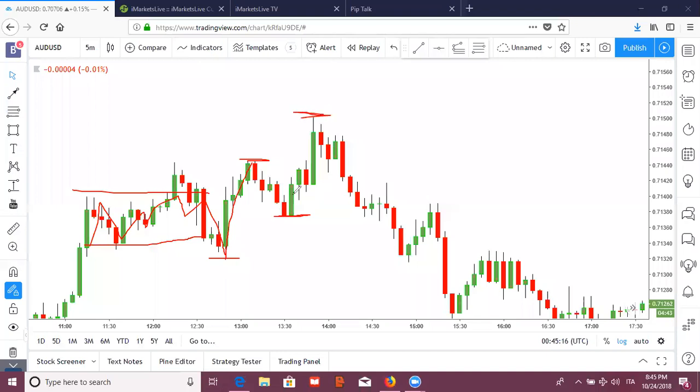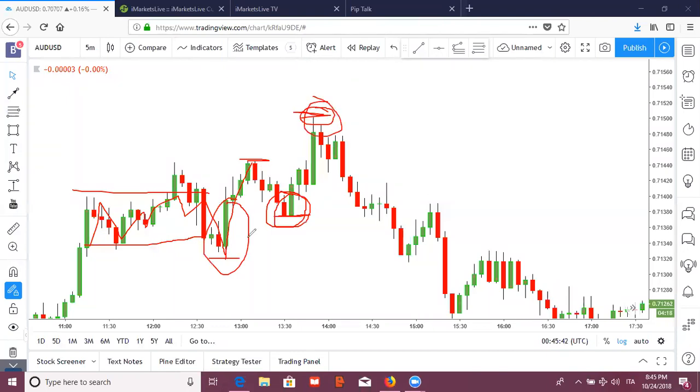This is where I find most of my patterns, here and here. I never find a pattern that just starts right here with the level of support. Never. The percentage of me doing that is very, very low. I always see the pattern when it's like here or here.